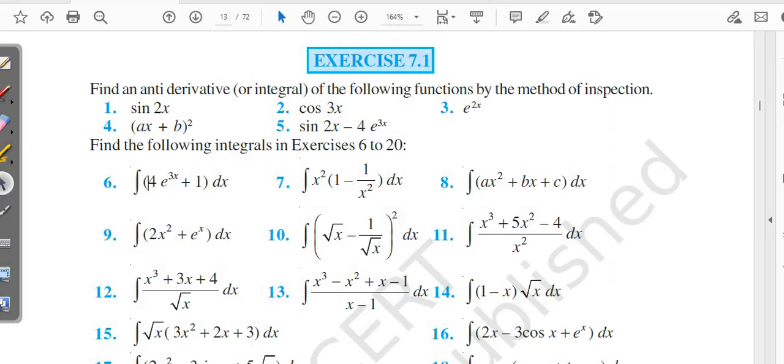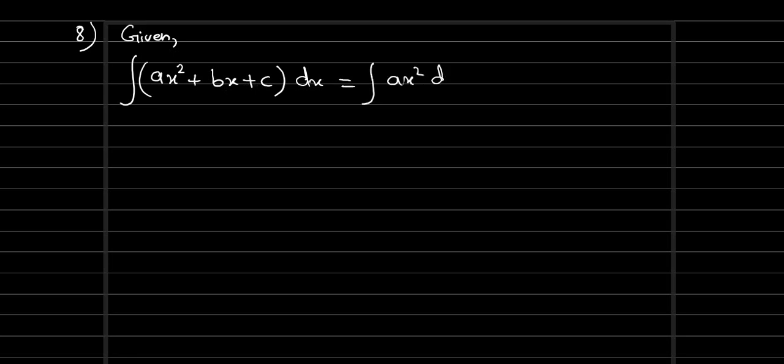So we'll have a look at what is given. Integral of ax square plus bx plus c dx. So they're asking us to integrate ax square plus bx plus c, and then dx. So totally three terms we have. Each term separately we can integrate. Once we are thorough, we can directly write the answer.